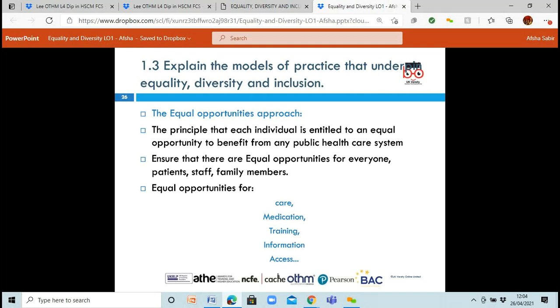Then we have the equal opportunities approach. So this principle is that everybody is entitled to equal opportunities from any public care system. They get equal opportunities for everyone, patients, staff, family members, and they get equal opportunity for more care, medication, training, information, access, and there's a million other things out there.